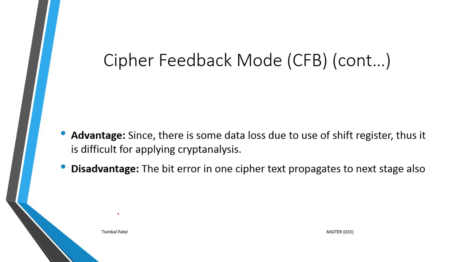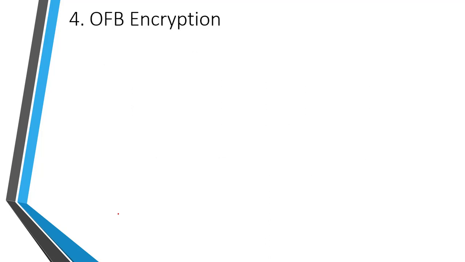The advantage here is that there is some data loss due to the use of the shift register, so it is difficult for the attacker to apply different types of cryptanalysis attacks. The disadvantage is that a bit error in one ciphertext is propagated to the next stage also. Next we will see the output feedback mode.